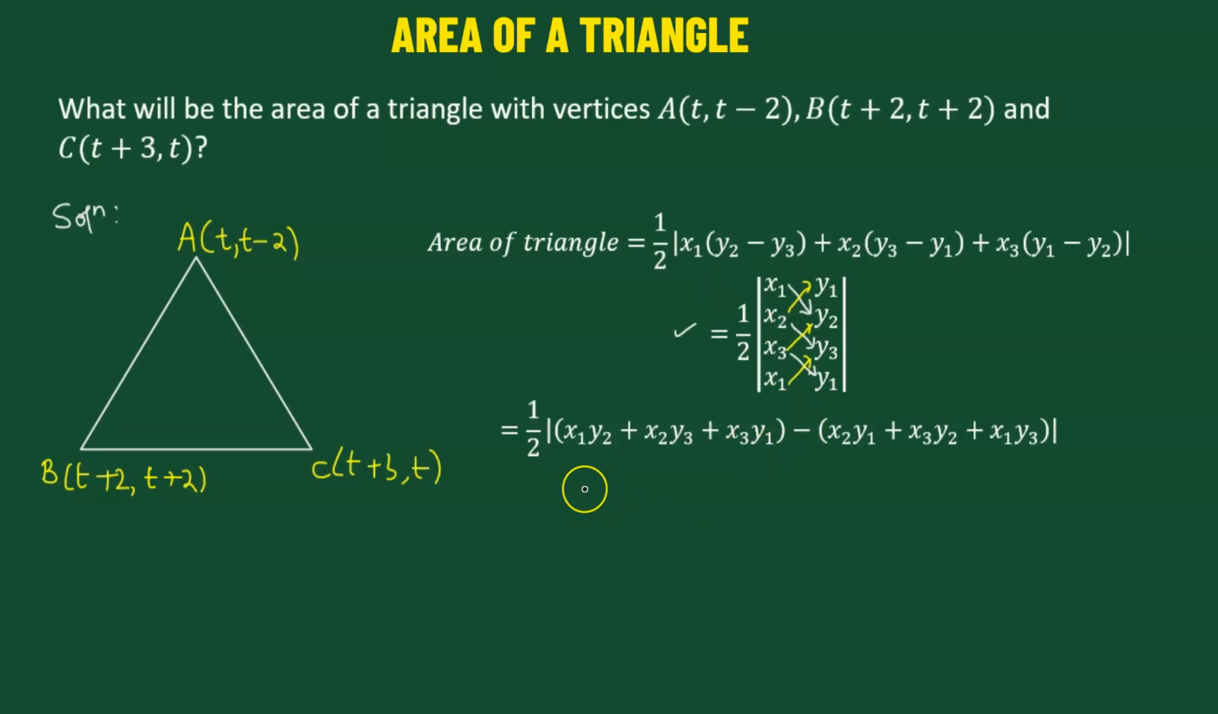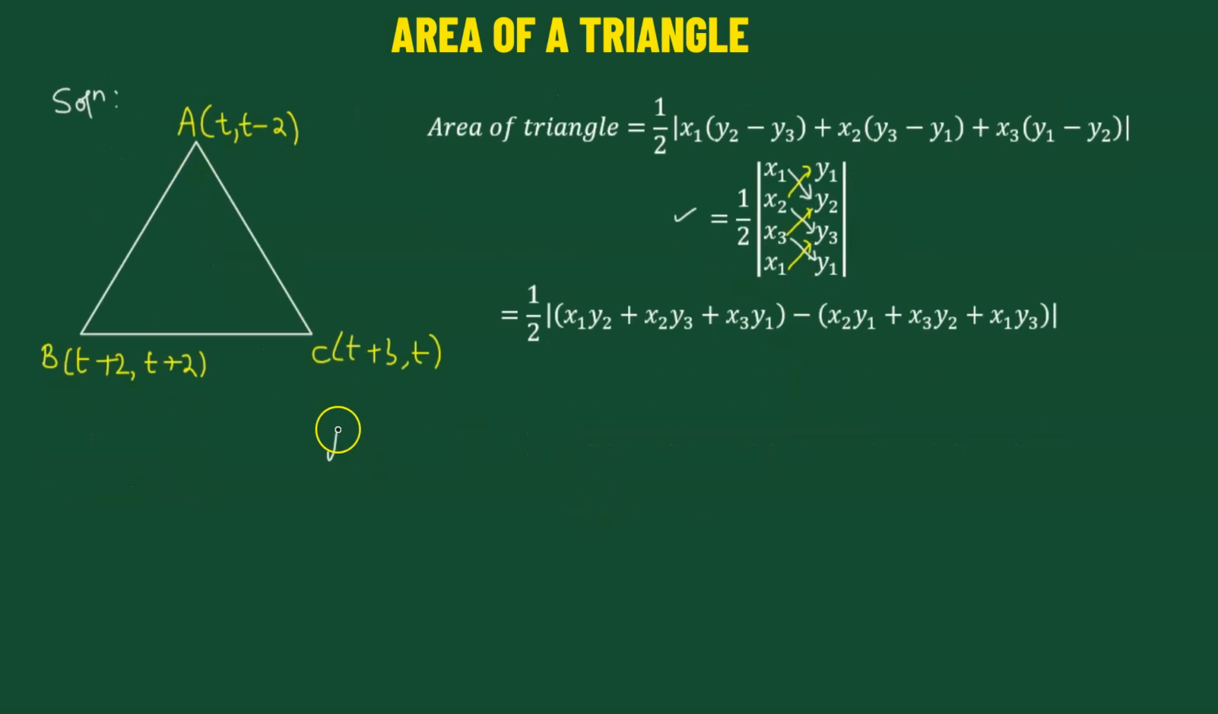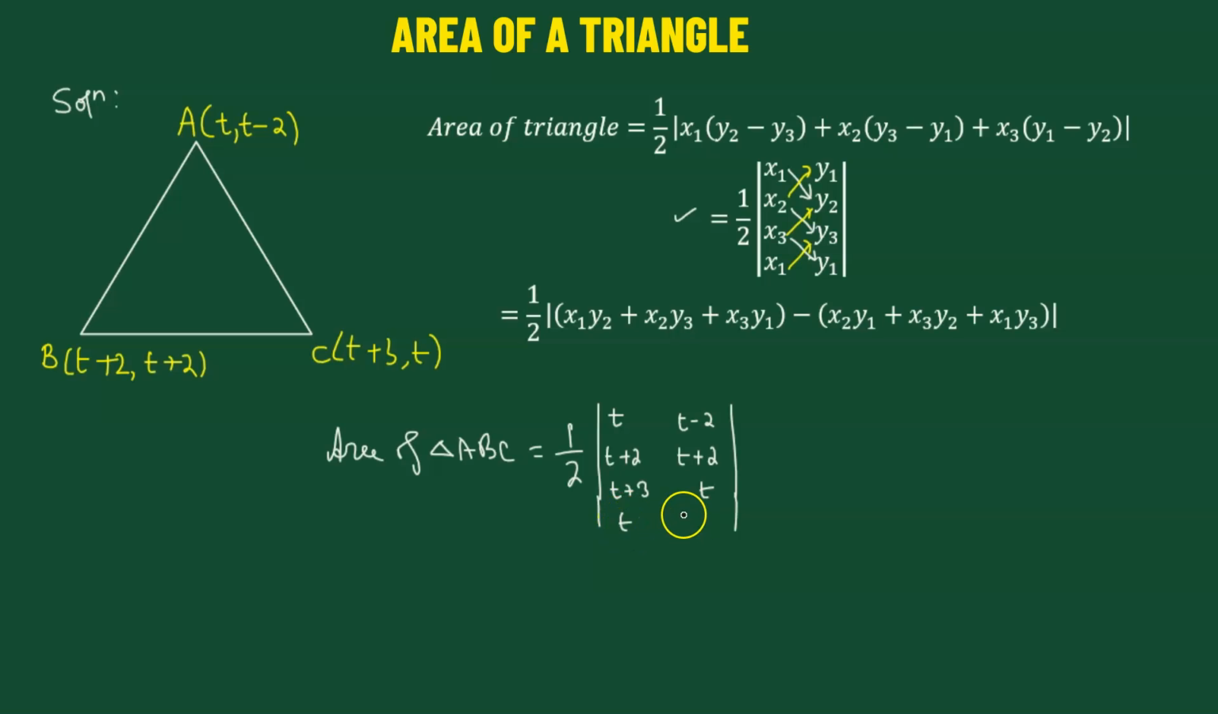I'm going to use the second method. So let's try it out. The area of our triangle ABC is going to be equal to half times the absolute value. We start with the coordinates of A. In the first row we have t and t minus 2. Then in the second row we have the coordinates of B, that's t plus 2, t plus 2. In the third row we consider the coordinates of C, that's t plus 3, t, and then we come back to vertex A, t, t minus 2.